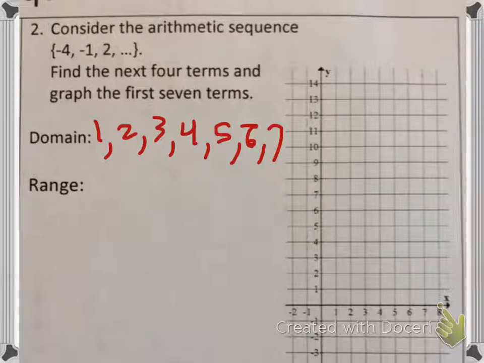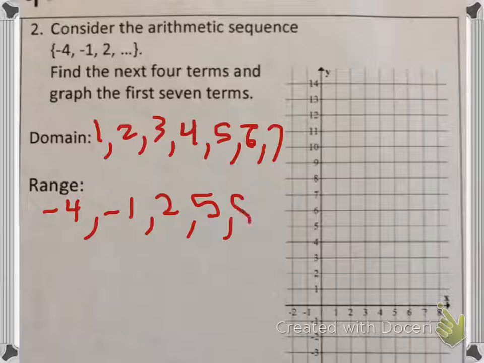So 1, 2, 3, 4, 5, 6, 7. My range is going to come from my sequence up there. So I have negative 4, negative 1, 2. So the question is, how did I get from one number to the other? How do I get from negative 4 to negative 1? I add 3. How do I get from negative 1 to 2? I add 3. So my next term would be added 3, so it would be 5, then 8, then 11, and then 13.